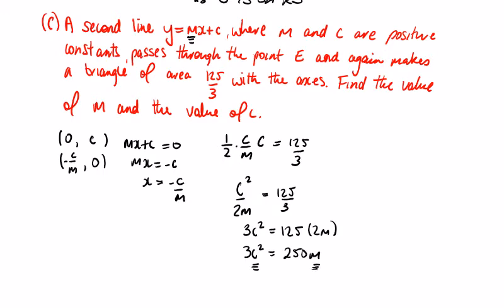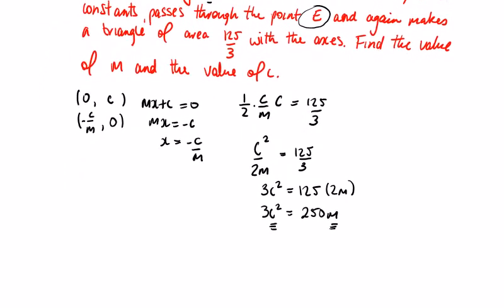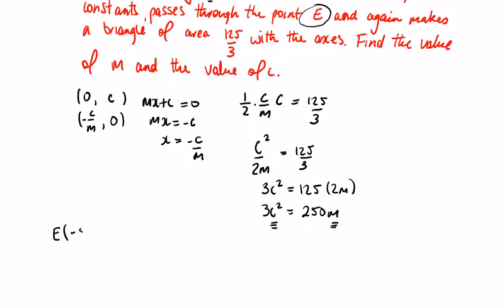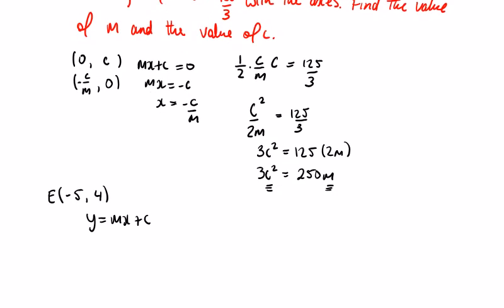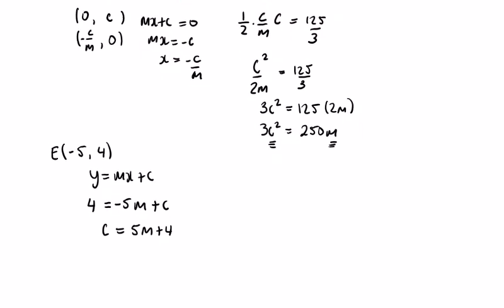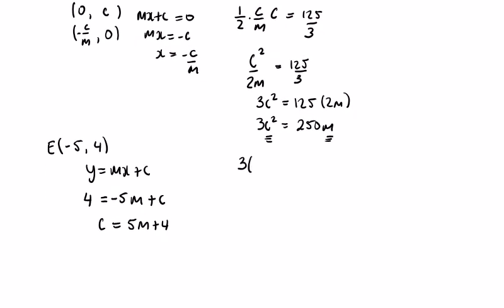So the other piece of information is that the line passes through E. E was minus 5, 4. So we can sub this into the equation y is equal to mx plus c. Let's see what we get. We're going to get 4, y is 4, x is minus 5. So c is going to be 4 plus 5m, or 5m plus 4. So we can sub that in up here. 3 times 5m plus 4, squared, is equal to 250m.